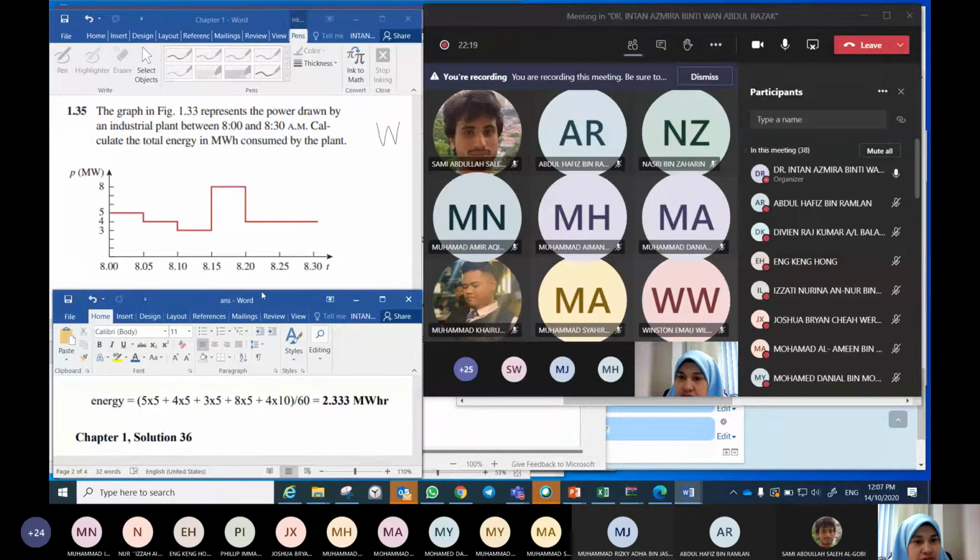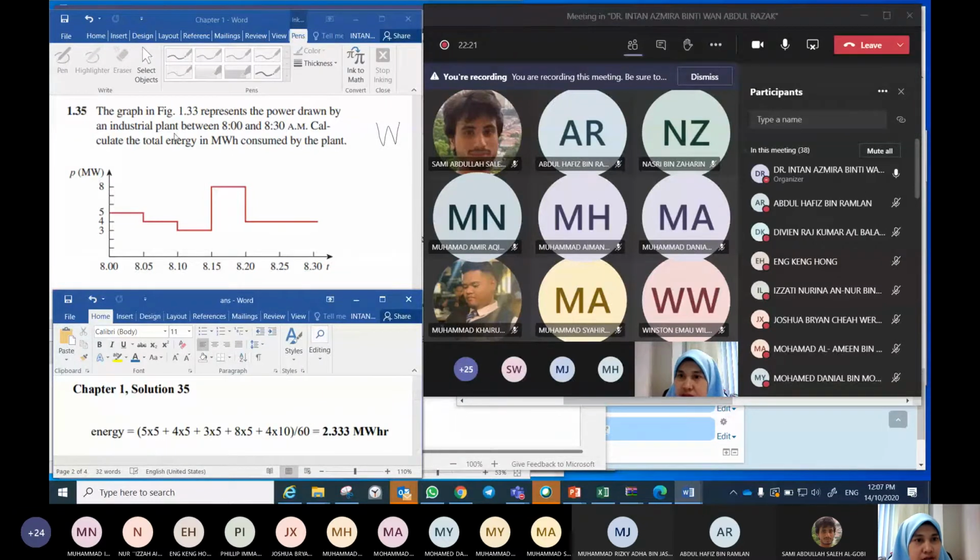The question asks you to find the energy. When we talk about energy, the unit must be in watt hour. From 8 to 8:05 a.m. is 5 minutes, because this is 8 to 8:30 a.m. So this is 5 minutes. The energy is the power in megawatt times the time, which should be in hour.